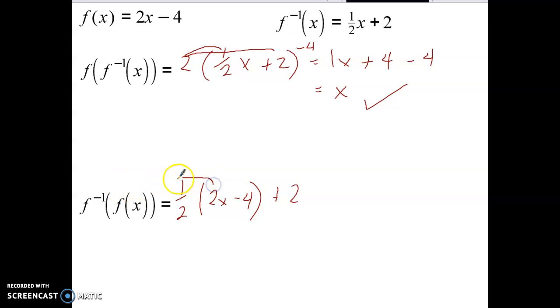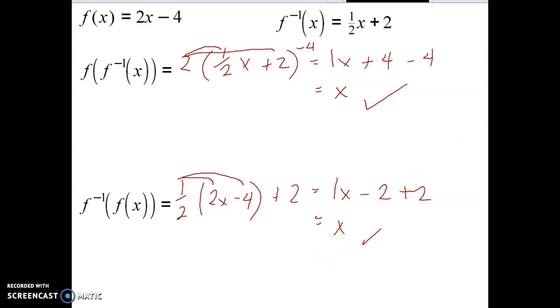All right, let's distribute the 1/2 right here. 1/2 of 2 is 1. 1/2 of 4 is 2. And then order of operations, right here I've got -2 plus 2. That cancels out. And 1x is the same thing as x. So again, my function undid itself. When I did both of those, I turned back into the original x that I had.